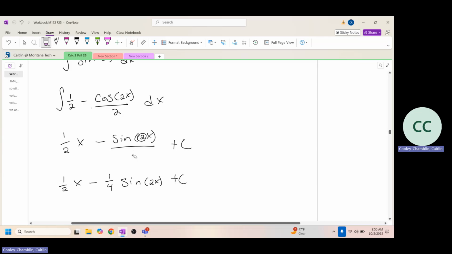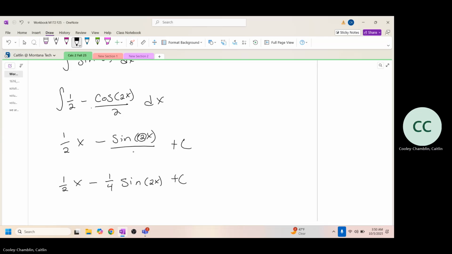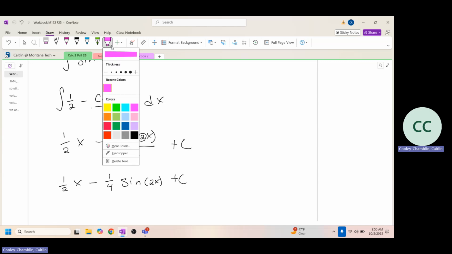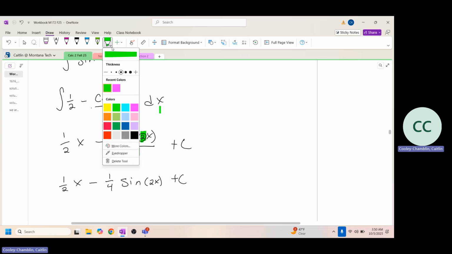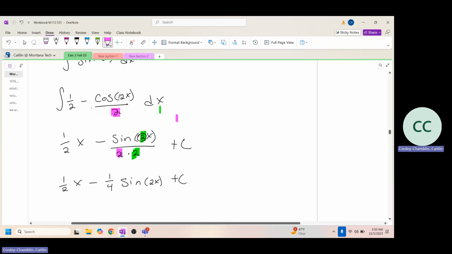So what's happening down here is we already had that 2 from above. And then when I integrated this, I did a u substitution in my head because this is linear. I can multiply it by 2. So this 2 gives me this. And this 2 was from here.